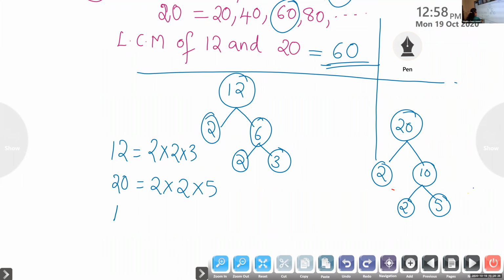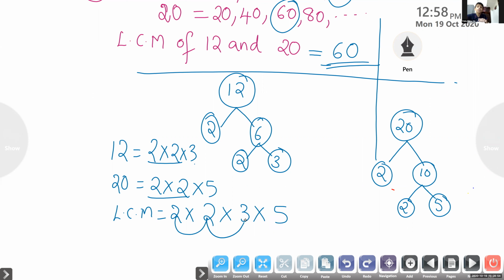And the LCM, I told you, can you tell me how many times 2 is repeated here? 2 times, ma'am. Maximum 2 times. And 3, how many times? 1 time. And 5? 1 time. Now multiply and check whether you get 60. 2 into 2, 4. 4 into 3, 12. 12 into 5, 60. Our answer 60 is correct.